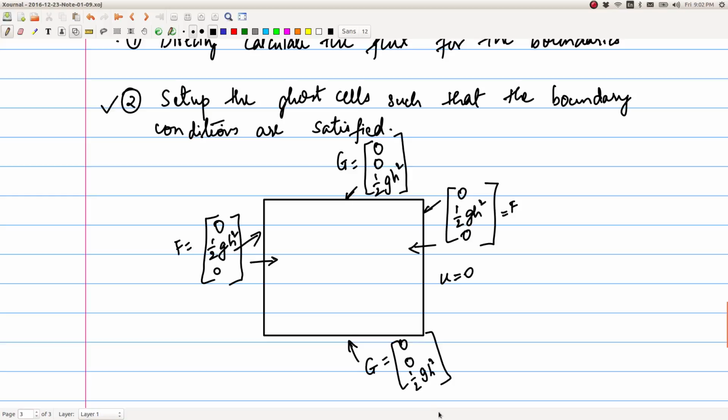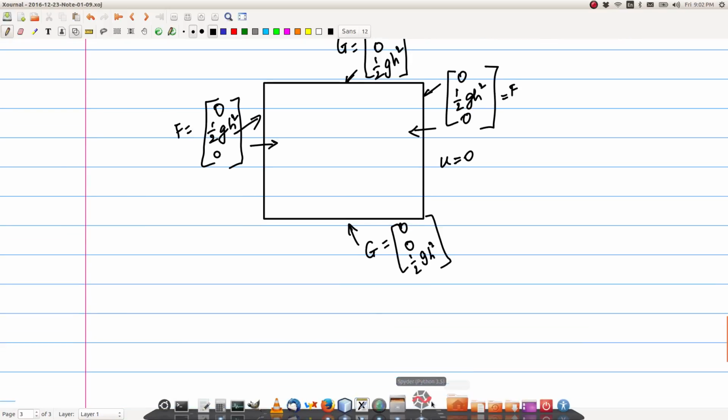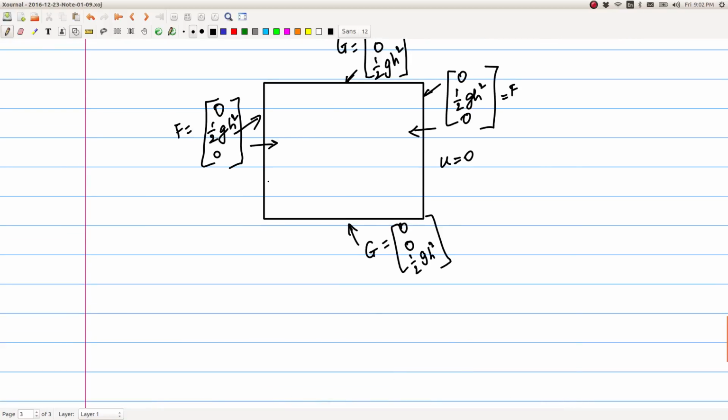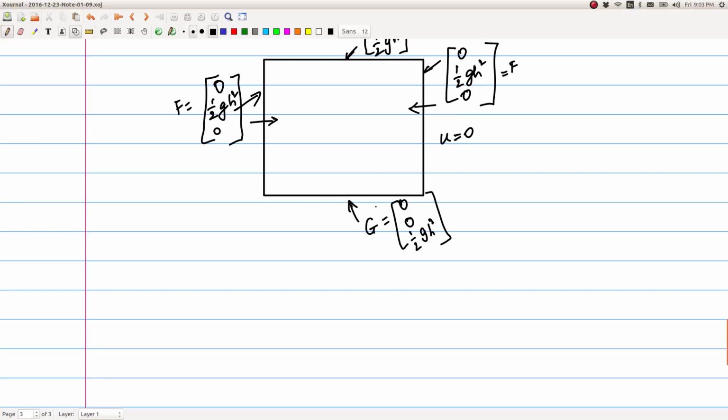So this is one way of applying the boundary conditions directly. Whenever we calculate the flux for these edges of the boundaries, we directly substitute this as the flux vector. So this is pretty straightforward. The only problem which may arise is how to calculate this h. One of the ways you can follow is to calculate the height at the boundaries to be the average of the left and the right cell value.